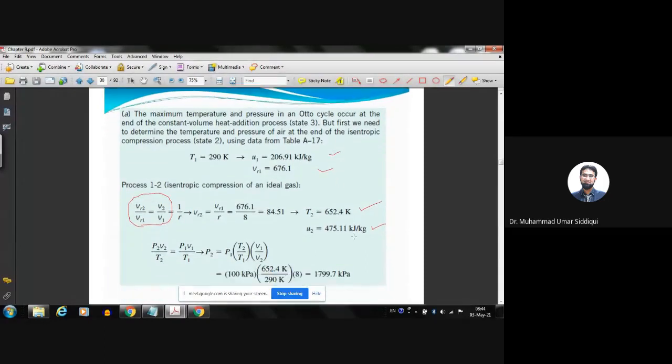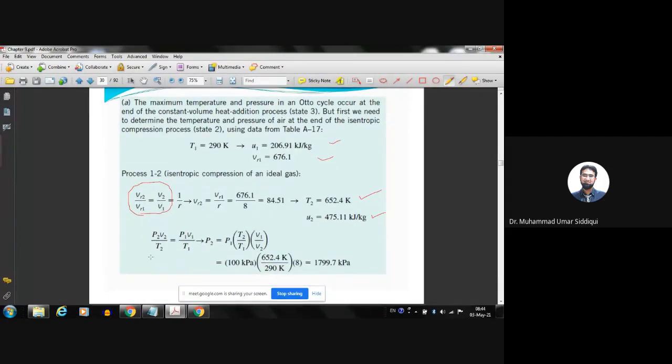Now, once you have U2 and T2, then you can use this relationship, P2V2 by T2 equals P1V1 by T1. Here we already know the compression ratio. We know the temperatures. We know the initial pressure, so we can determine what is the pressure P2. So here we determined P2 and T2.